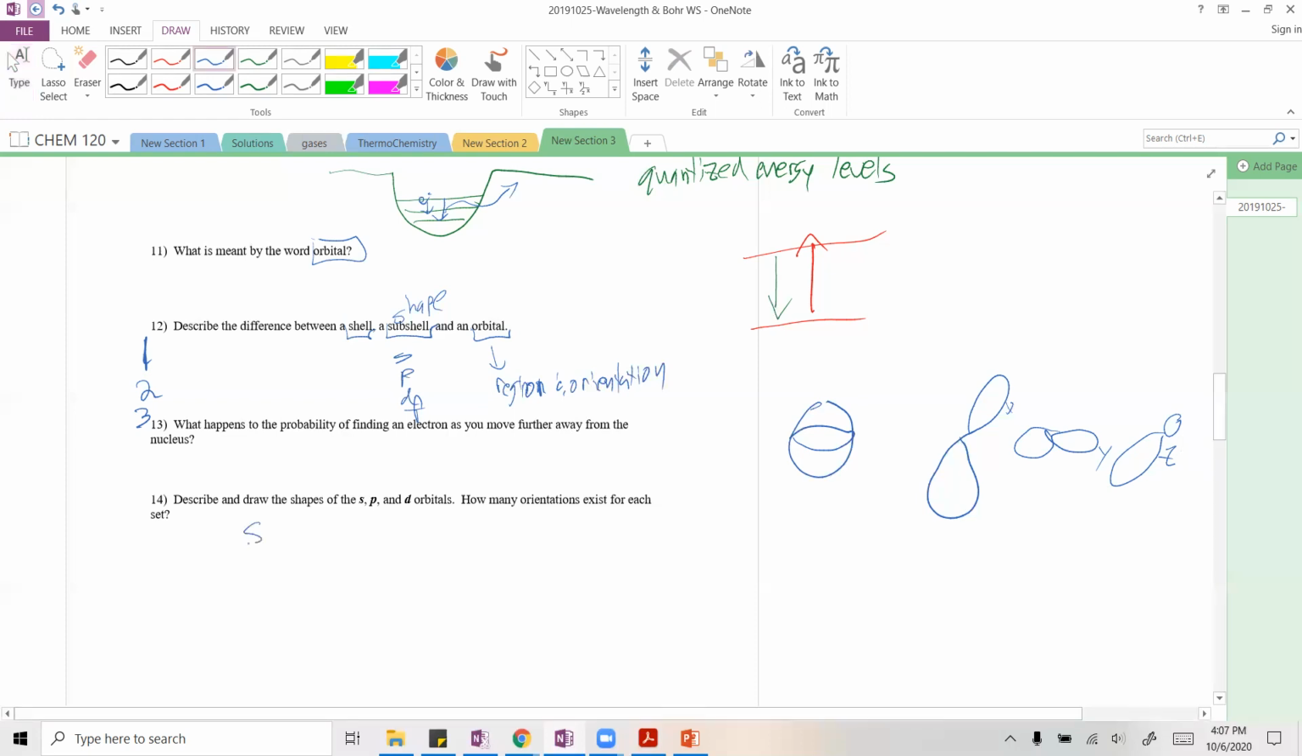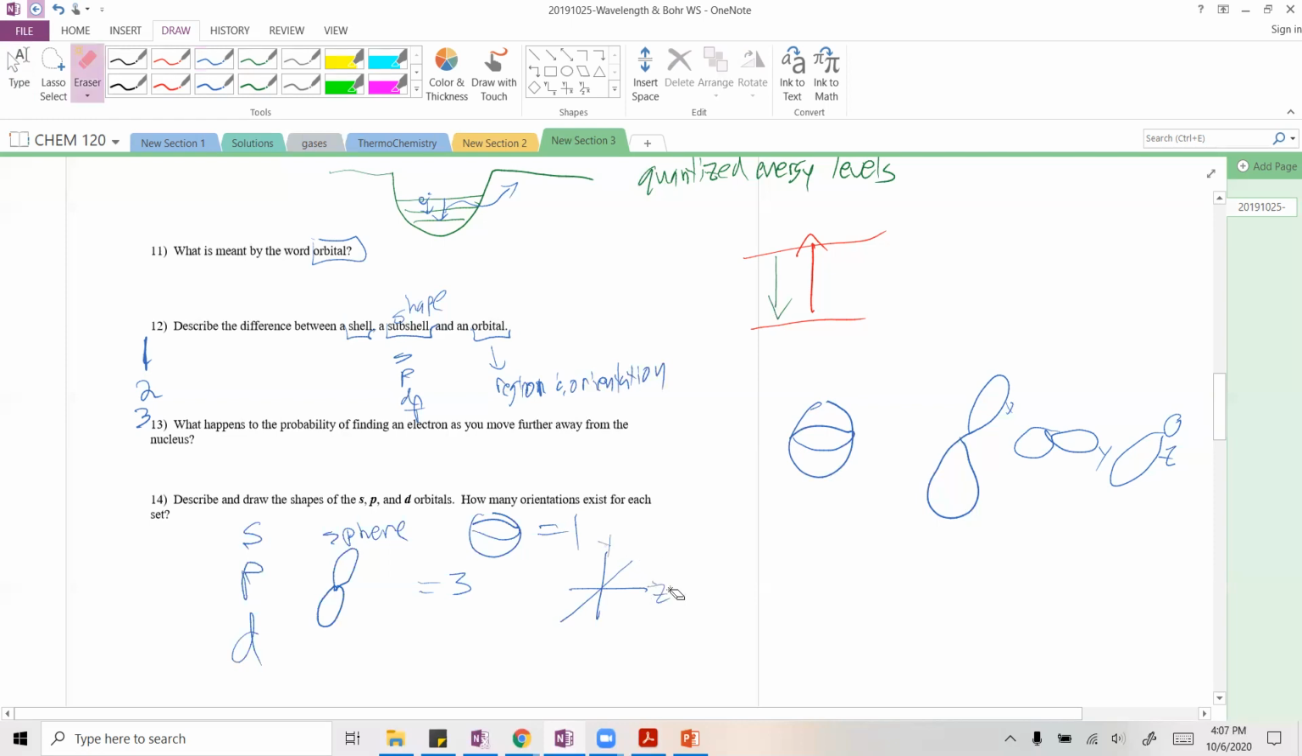Now, they're asking us to draw the s, the p, and the d orbitals. Our s orbital should be a sphere, and there's only one orientation of it. Our p orbitals are the dumbbell shapes, like two balloons, and there are 3 orientations. They can be lined up with each of the axes, so we can have it going along the x, the y, or the z.